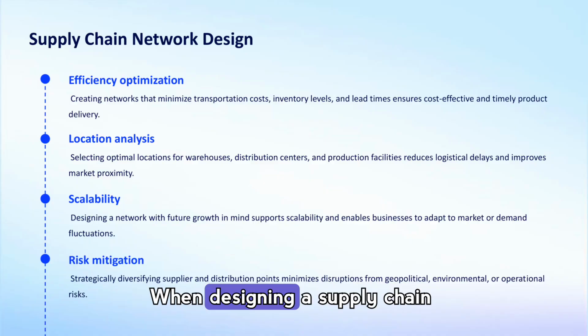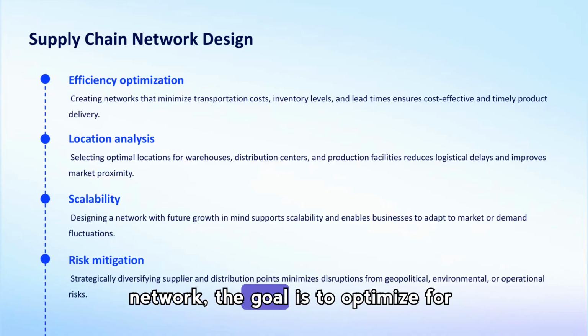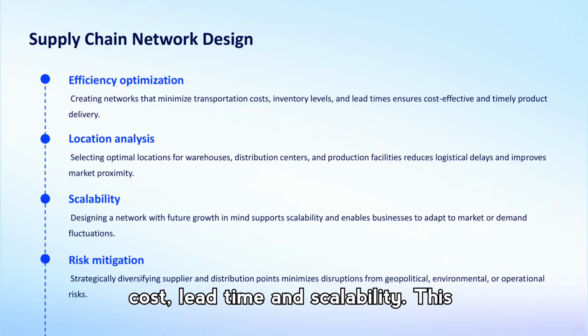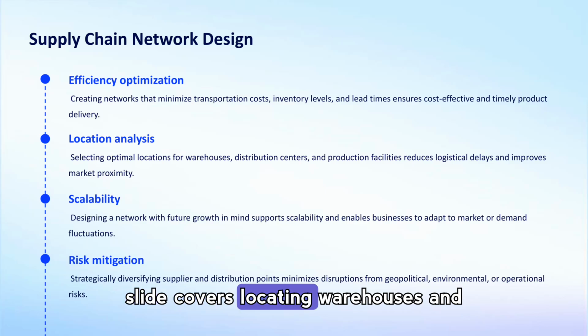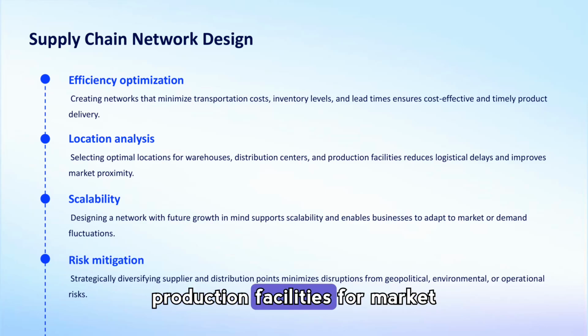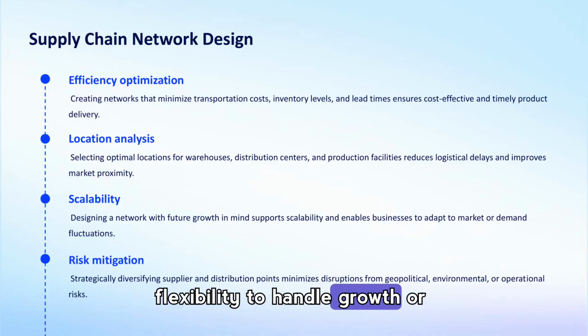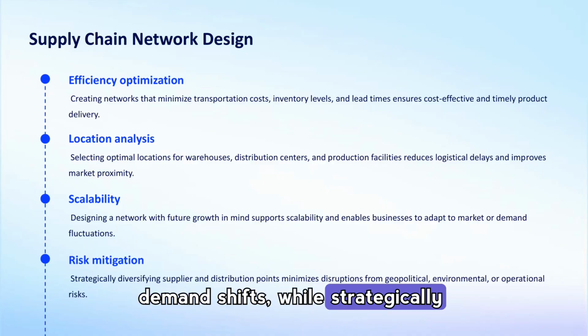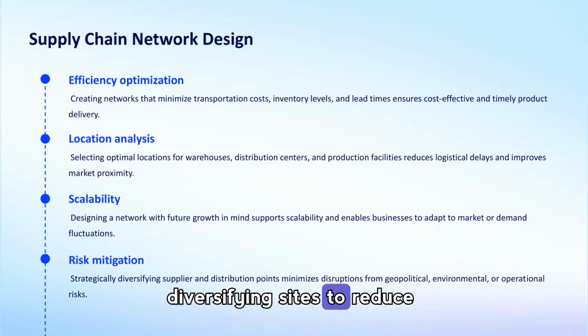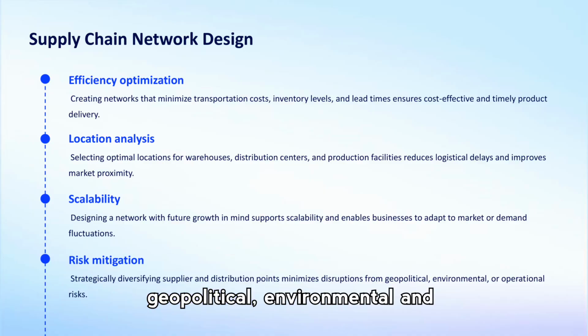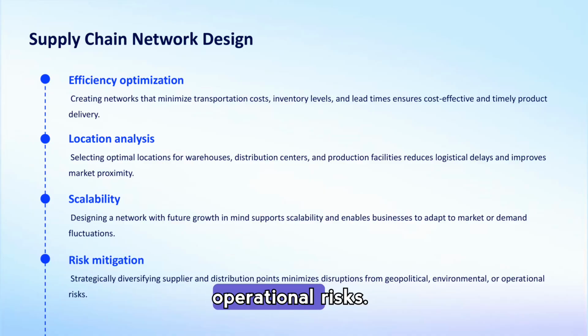networks. When designing a supply chain network, the goal is to optimize for cost, lead time, and scalability. This slide covers locating warehouses and production facilities for market proximity, creating efficient transport routes, and building flexibility to handle growth or demand shifts, while strategically diversifying sites to reduce geopolitical, environmental, and operational risks.